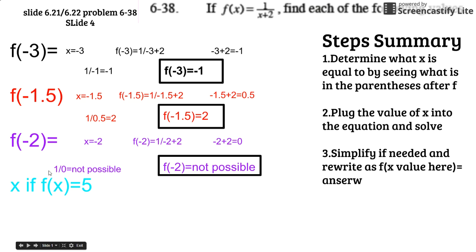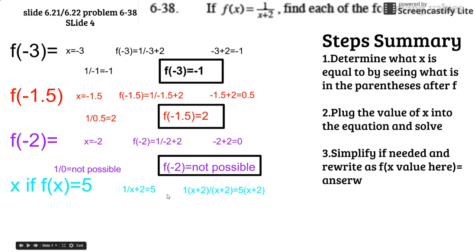So now we're going to move on to this problem, x if function of x equals 5. Now this is different than the other ones because they're saying the solution to whatever number is in the parentheses will give you an outcome of 5. So that's exactly how we're going to write it. The equation, which is 1 divided by x plus 2, equals 5. So whatever comes out is what that's going to be.